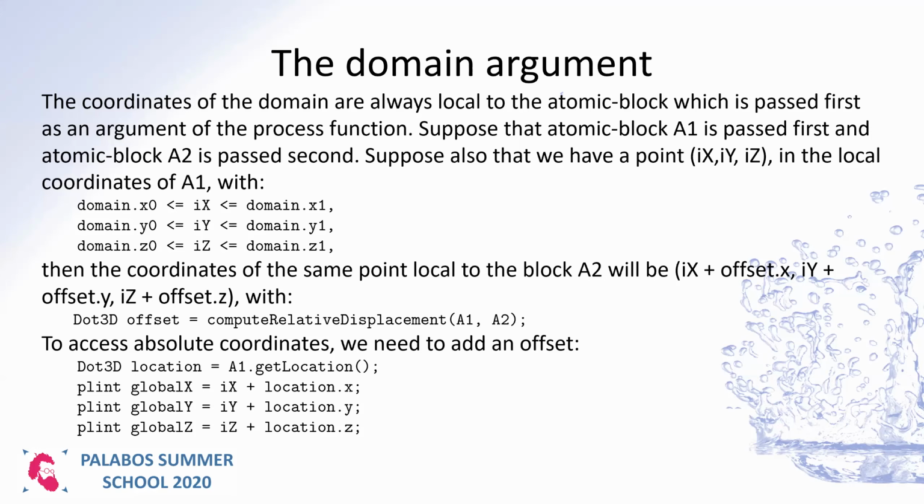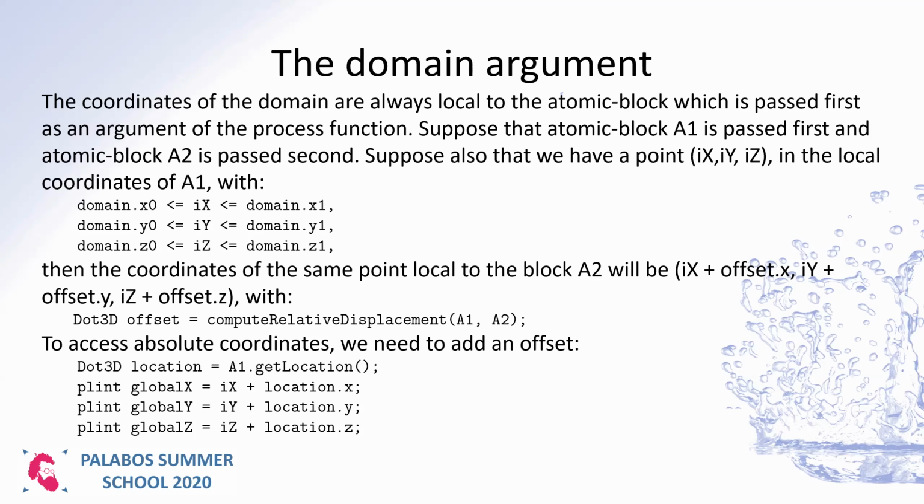The problem is that the coordinates are not the same on those atomic blocks, because as you saw in the slide before, these two atomic blocks can have a completely different layout in memory. They can even have different types of envelopes. So the domain argument, which is provided to you by Palabos, gives you the coordinates relative to the first atomic block, the very first argument you received in this data processor.